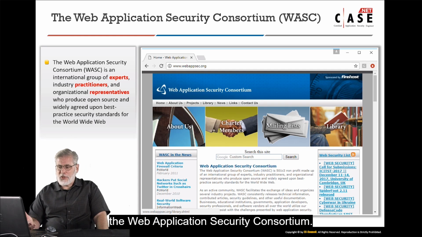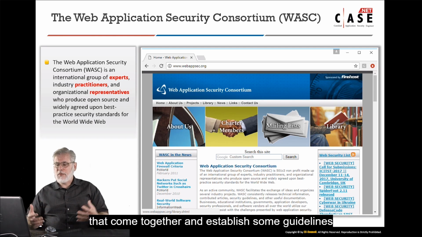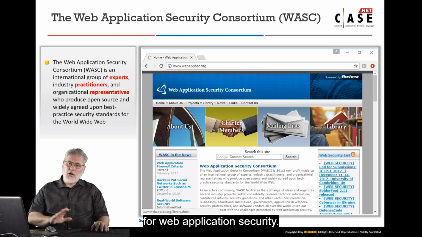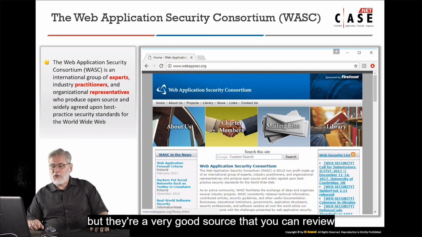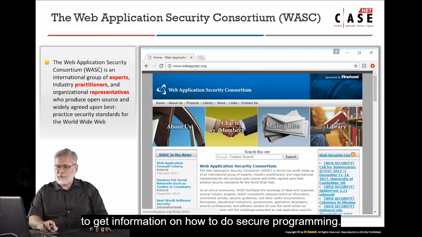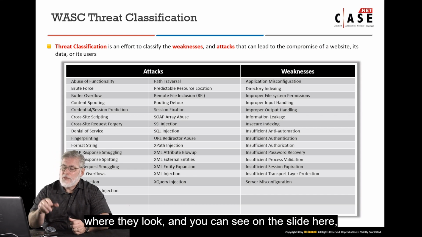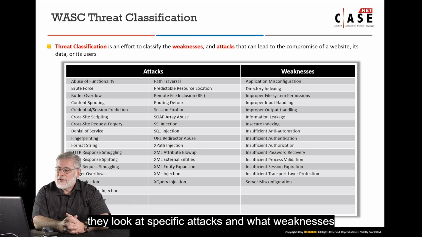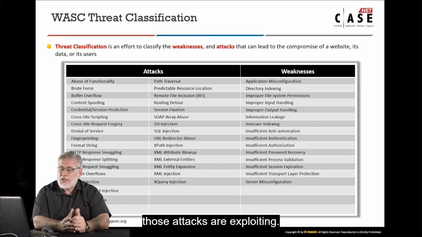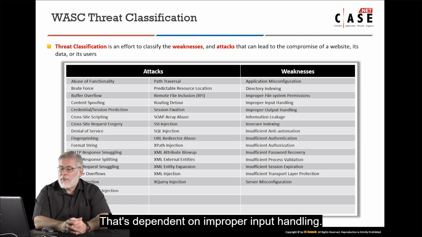The Web Application Security Consortium. They're an international group of experts and practitioners that come together and establish some guidelines for web application security. They're not as well known as OWASP, but they're a very good source that you can review to get information on how to do secure programming. They have a threat classification system where they look, and you can see in the slide here, they look at specific attacks and what weaknesses those attacks are exploiting. For example, content spoofing. That's dependent on improper input handling.